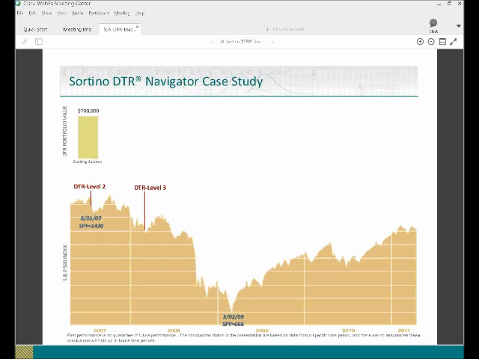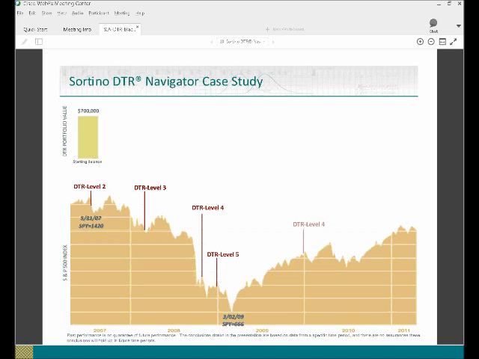By September of 2008, the market has declined significantly again, and Martha's DTR is now 10%. Her account is moved to the DTR Level 4 portfolio, which contains an even higher percentage of equity exposure. And by December of 2008, her DTR is 12%. Her account is moved to the DTR Level 5 portfolio, which contains the highest equity exposure in the DTR Navigator program. The market hits its bottom in March of 2009 and begins its steady recovery.